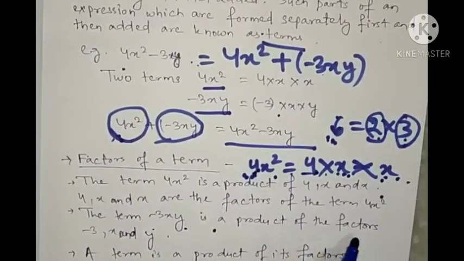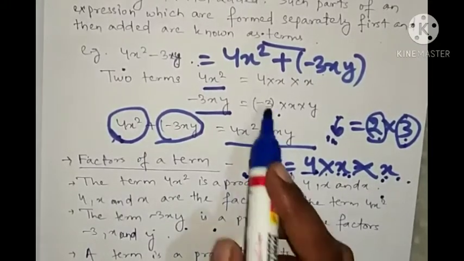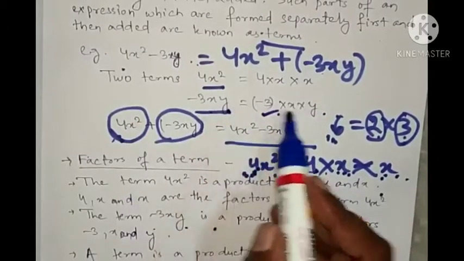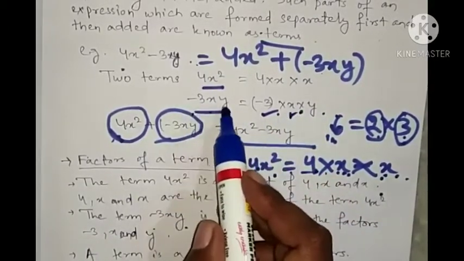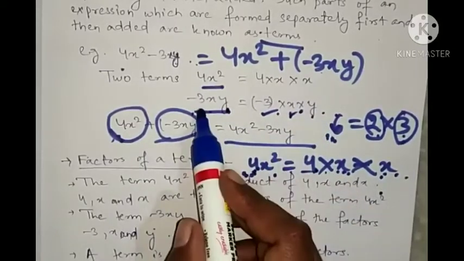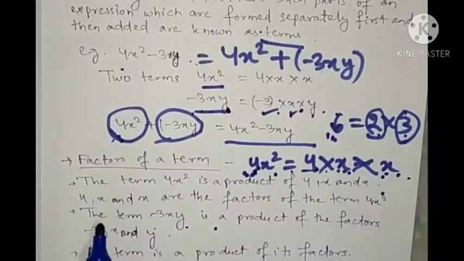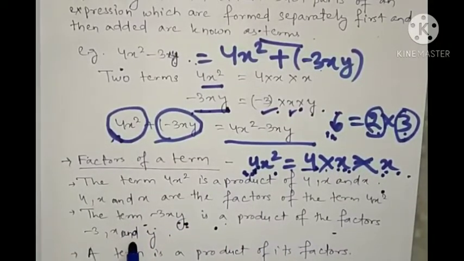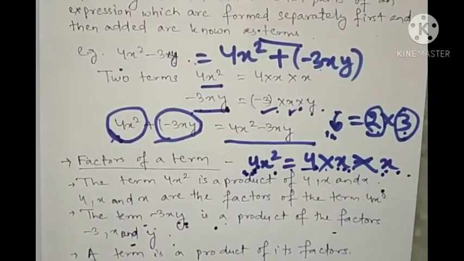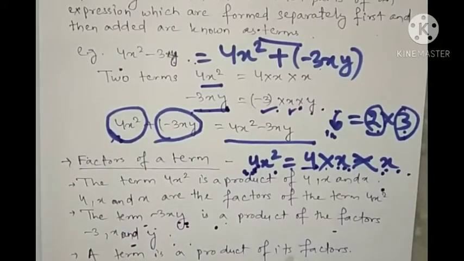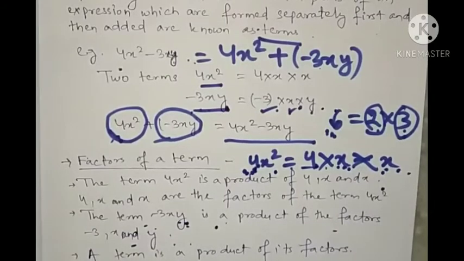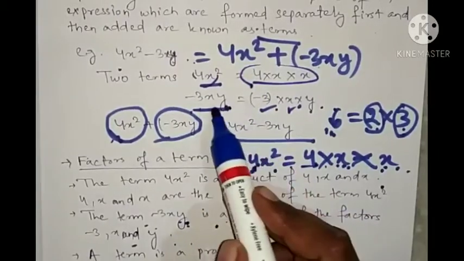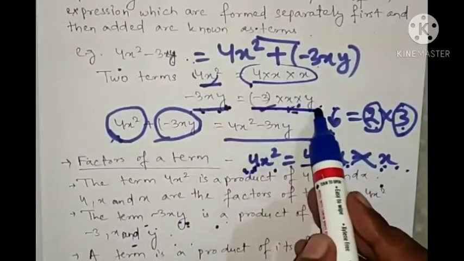Here the product of factors of minus 3xy equals how much? Minus 3 into x into y. So minus 3 is a factor of minus 3xy, x is a factor of minus 3xy, and y is also a factor of minus 3xy. So the term minus 3xy is the product of the factors minus 3x and y. So how is a term a product of its factors? Always, a term is a product of factors.